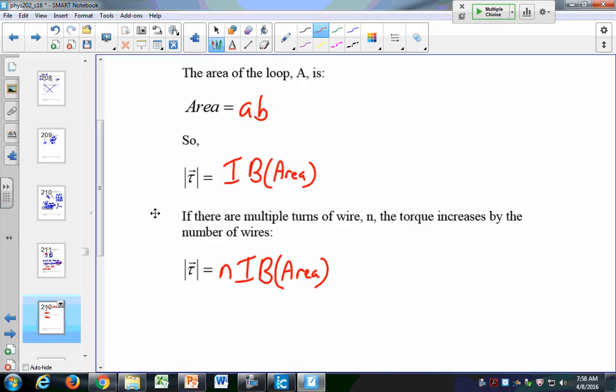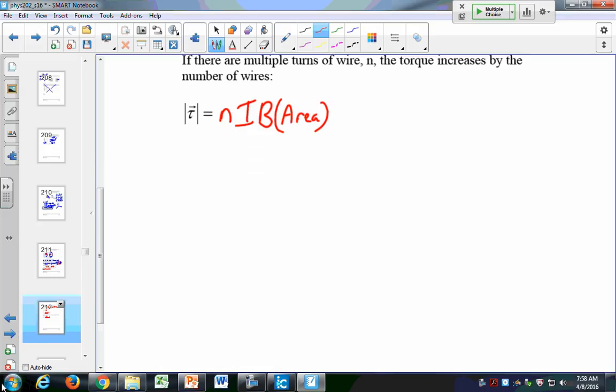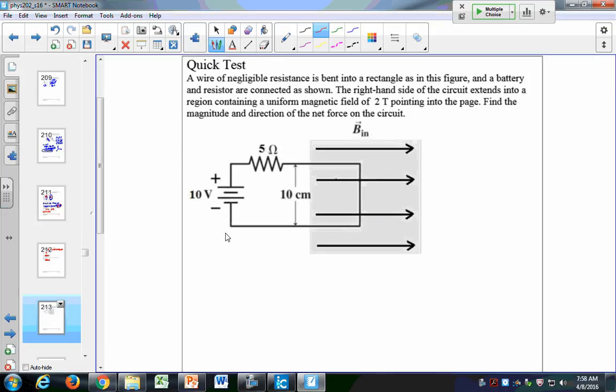All right, let's try this little quick test on the next page, and then we'll see how this is applied. This wire has negligible resistance. So the only current that is created in the circuit is due to this 5 ohm resistance. That's what it means, that the wire doesn't really have any resistance. Battery and resistor are connected as shown, and the right-hand side of the circuit is inside a magnetic field, 2 Tesla. It says into the page, but it's actually to the right, I'm sorry. Find the magnitude and direction of the net force on this circuit.